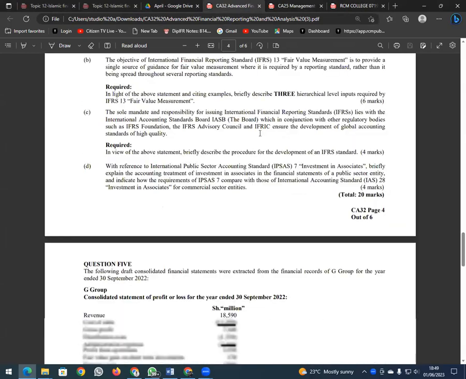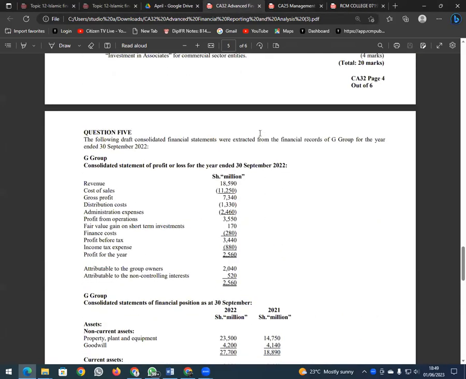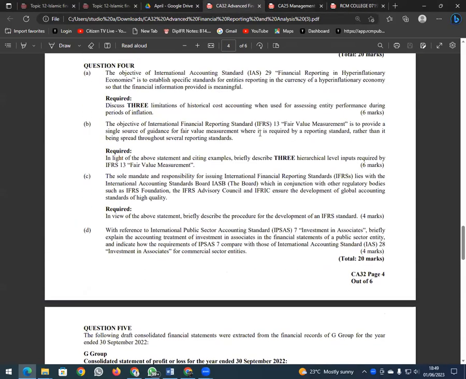I want to start with the easiest theory part. The easiest theory part was question number 4, and I would want to start straight away with part D. With reference to International Public Sector Accounting Standards, IPSAS 7, investment in associate, briefly explain the accounting treatment of the investment in associates in financial statements of a public sector entity, and indicate how the requirements of IPSAS 7 compare with those of International Accounting Standard IAS 28, investment in associate, for commercial sector entities.